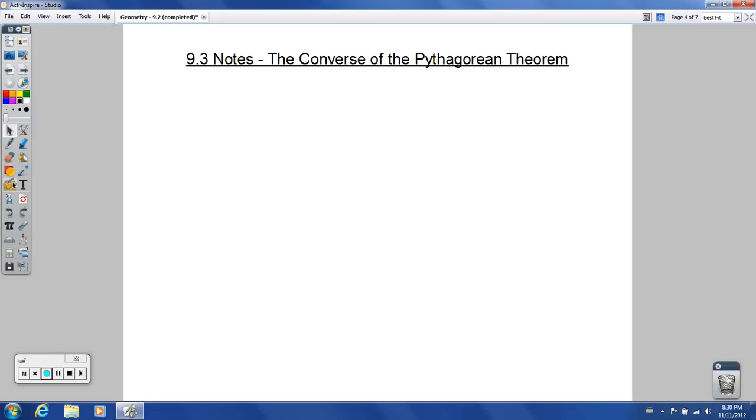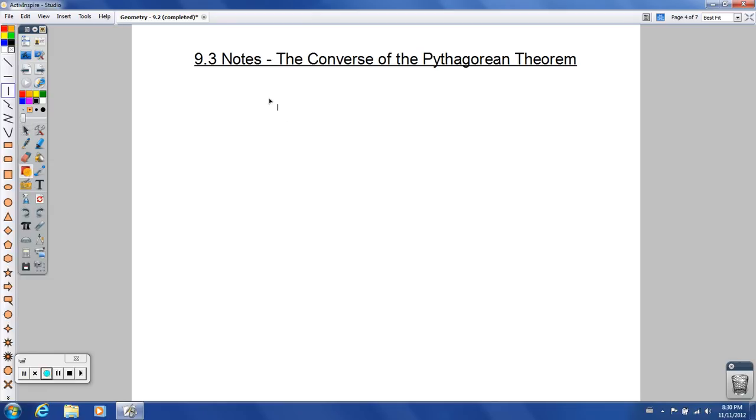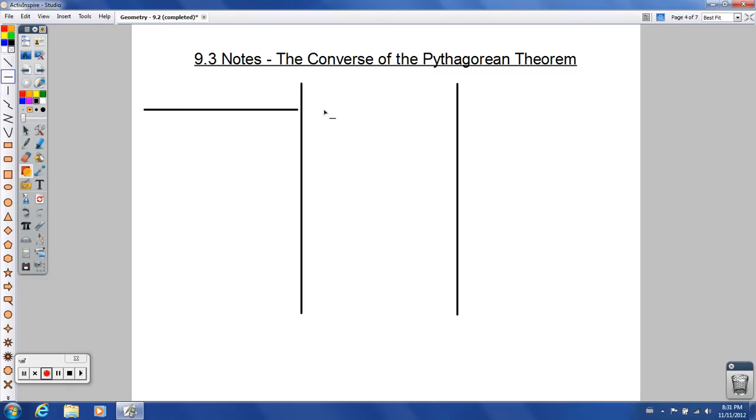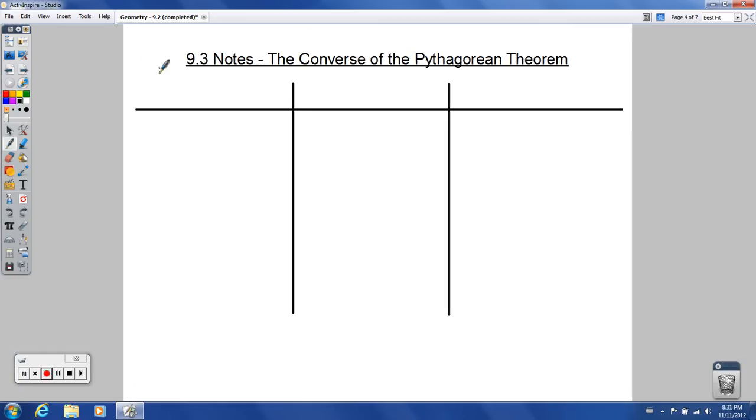I'm going to draw some lines here. We're going to break this first part up into 3 theorems, but they're very related to each other, so I'm going to put them all in the same place. So make a table kind of like this, and then up here we will start with the big kahuna for this lesson, the converse of the Pythagorean theorem.